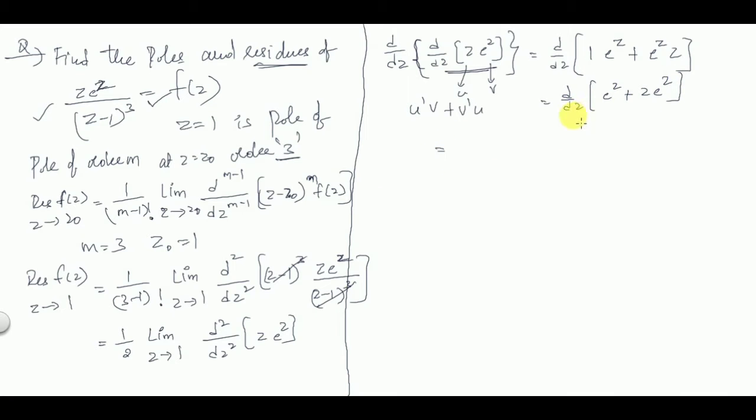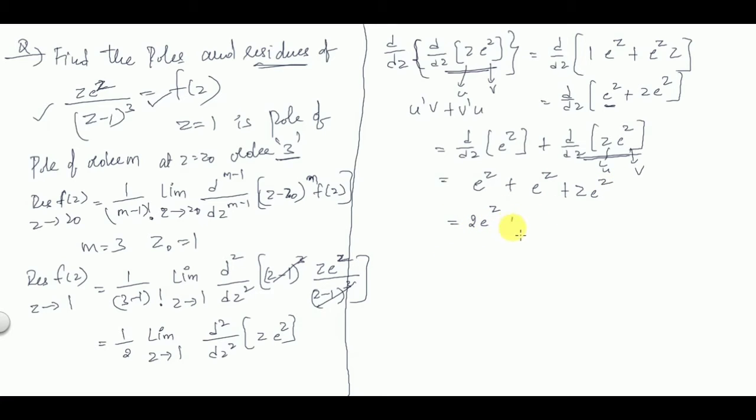And again if you do the differentiation, this is d by dz of e power z plus d by dz of z into e power z. So d by dz of e power z is e power z plus, again by the uv rule, this is u and this is v again. So u dash v is e power z plus v dash u is z into e power z. So it will be 2 e power z plus z into e power z. So this is d square by dz square of z into e power z.